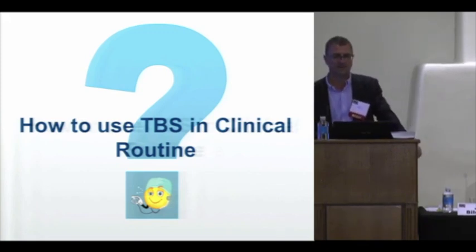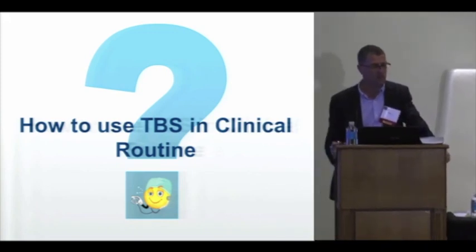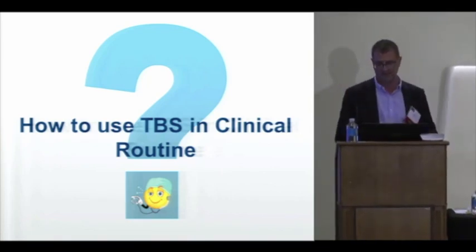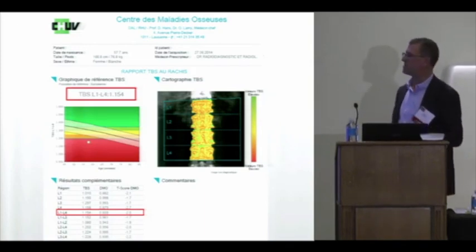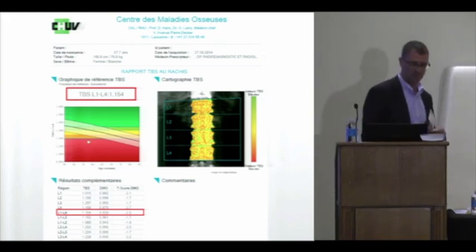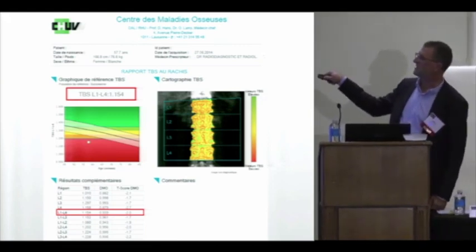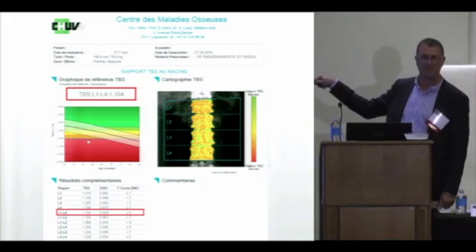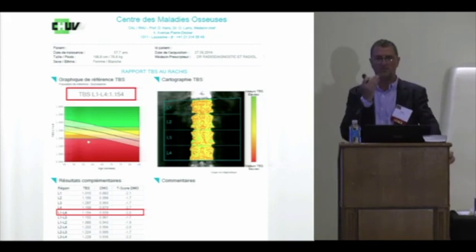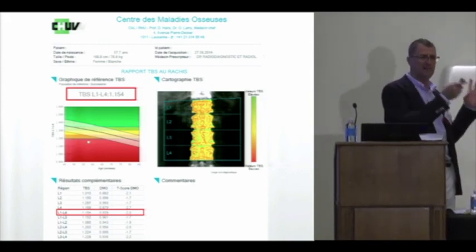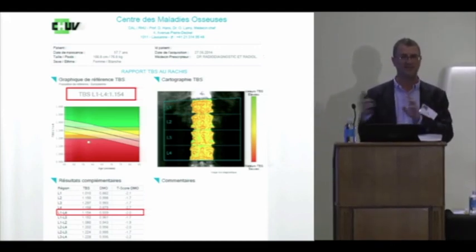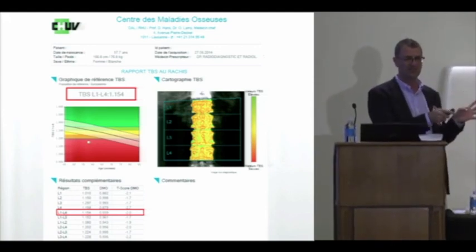So let's go to the fun part: how to use TBS in clinical routine. Just a few leads compared to what has been done in different countries and the way they're approaching it. First of all, a TBS report looks pretty much like a DXA report, where you have the DXA image that you've been doing, and the overlying calculation of TBS on top of that, because the region of interest defined for the BMD is copied to the TBS algorithm so that it is exactly the same region of interest.